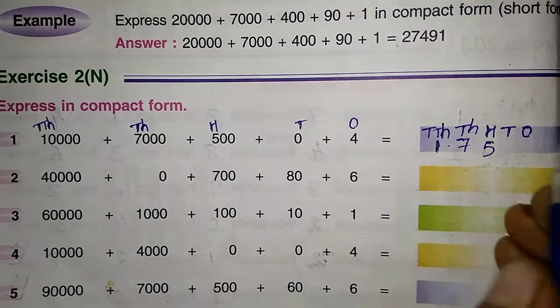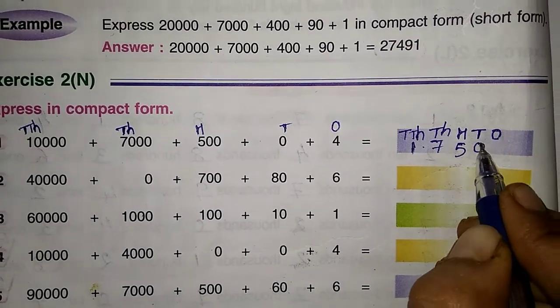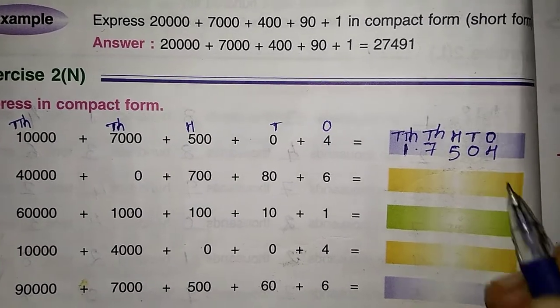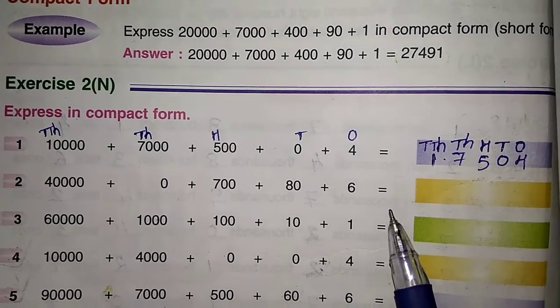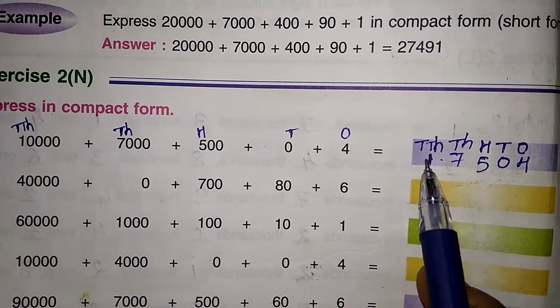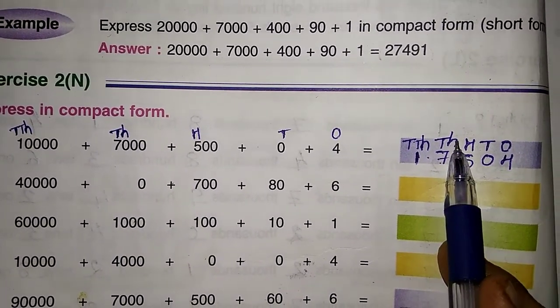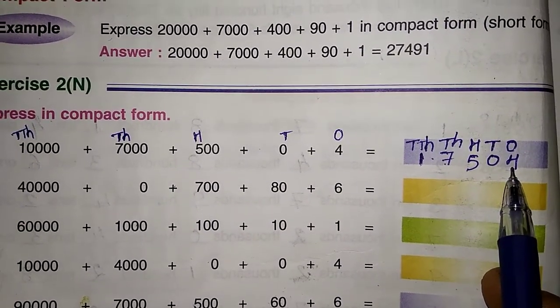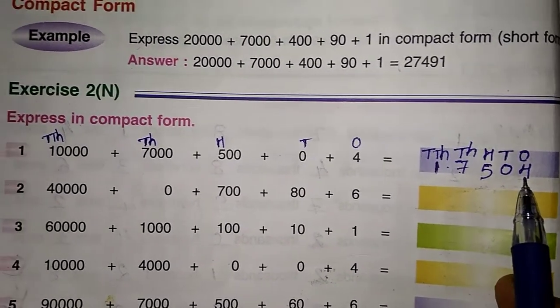In the tens place 0 is there. Then you write here 0. In the ones place 4 is there. Write there 4. Now you can read this number easily. 17,504. Okay, now we'll go for the second one.